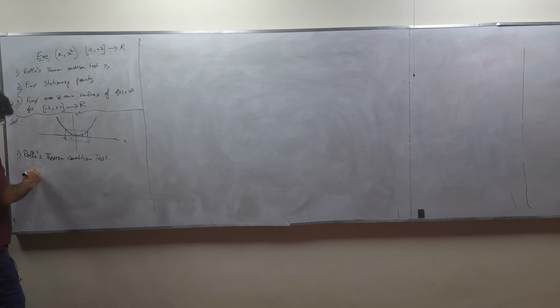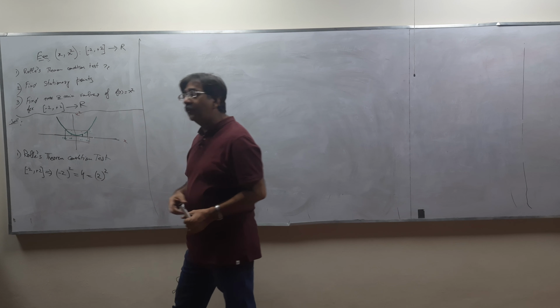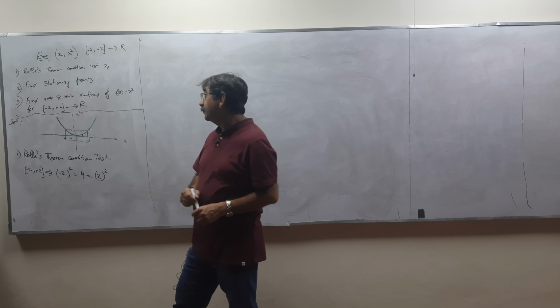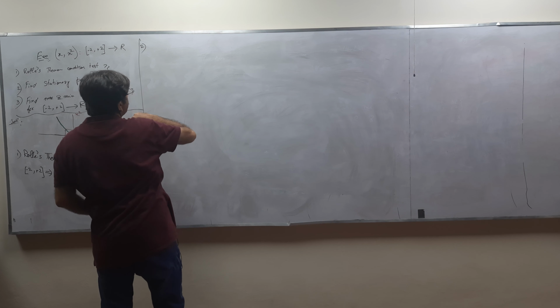What is the domain? Minus 2 to plus 2. Yes, this implies that minus 2 square is equal to 4 and 2 square is also 4. So the Rolle theorem condition is satisfied because the boundary values have the same value. Okay. Second is to find the stationary point.